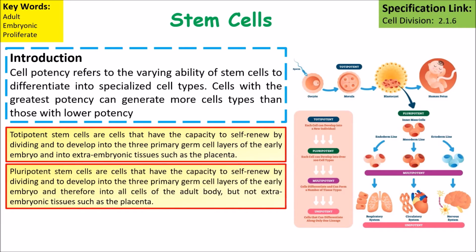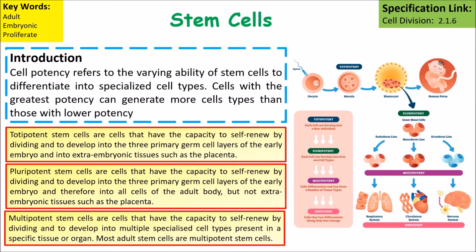Pluripotent stem cells are cells that have the capacity to self-renew by dividing and developing into the 3 primary germ cell layers of early embryo development and therefore into all cells of the adult body, but not extra-embryonic tissues such as placenta. And multipotent stem cells are cells that have the capacity to self-renew by dividing and to develop into multiple specialized cell types present in a specific tissue or organ. So most adult stem cells are multipotent.